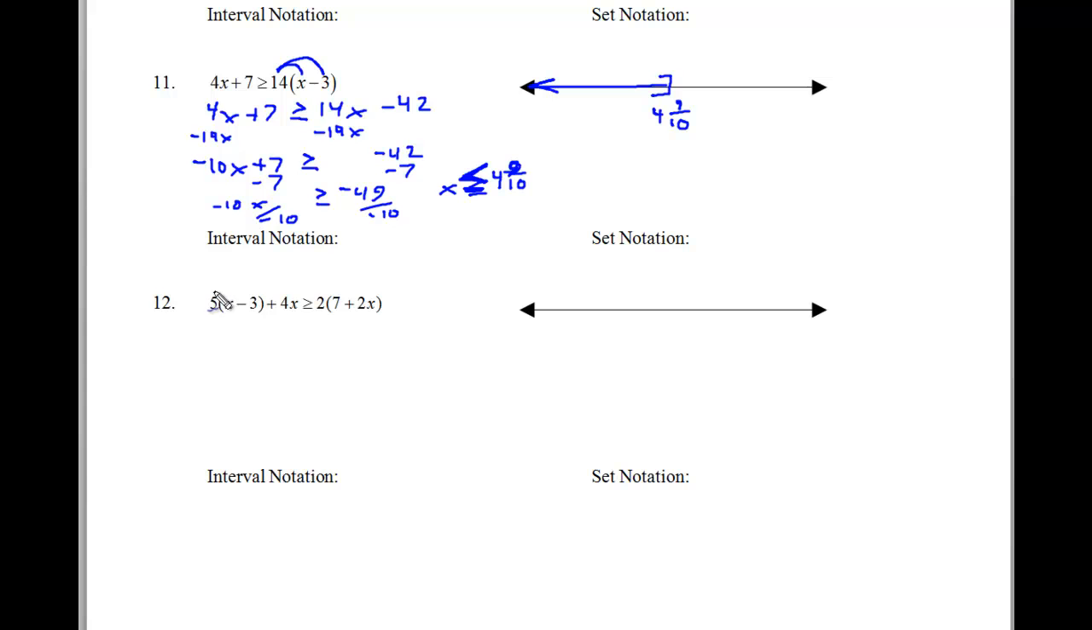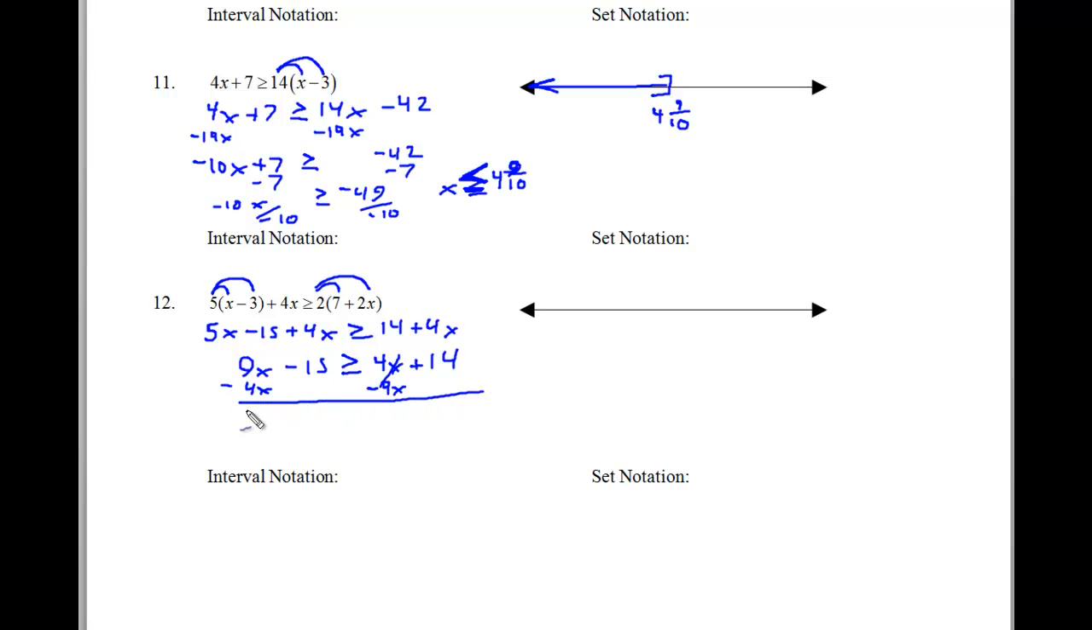And in this case, just like problem number 11, we're going to do some more distribution here. And this is going to be 5x minus 15 plus 4x is greater than or equal to 14 plus 4x. We're going to simplify our x's over here. We got 9x minus 15, that's combining like terms. And over here, I'm just going to change the order using the commutative property, just because I want my x's on the left and my numbers on the right. Subtract my 4x from both sides, and the 4x's go away. They simplify to 0. And this is 5x minus 15 is greater than or equal to 14.